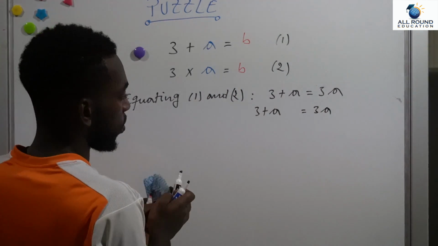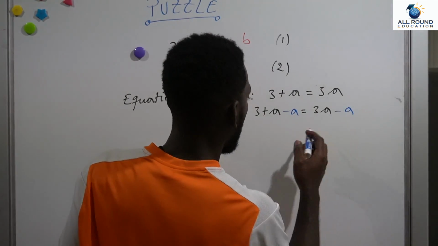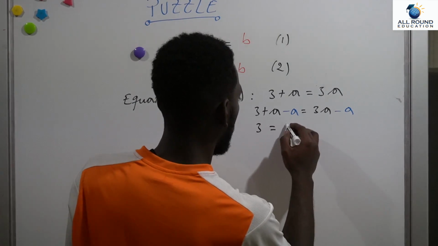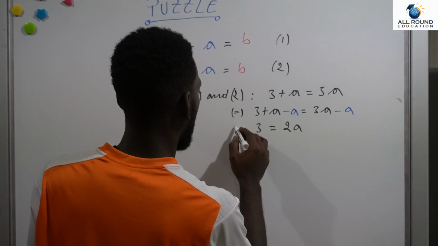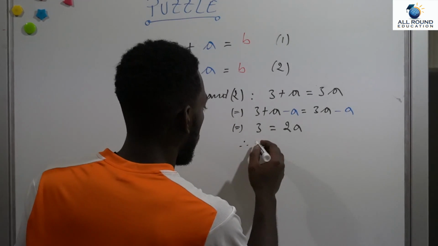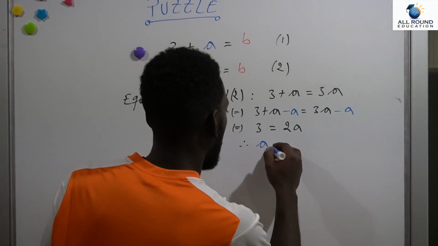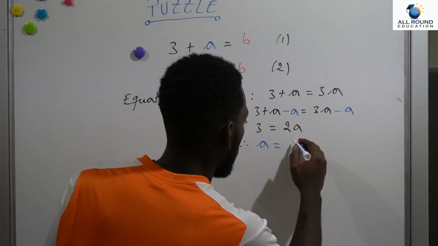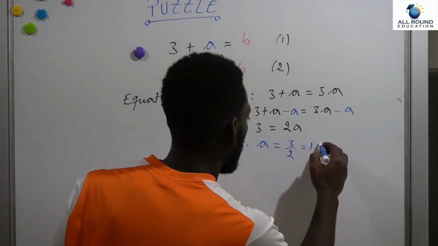So you subtract a on both sides, and then here you have 3 equals 2a. Therefore, you divide by 2 on both sides, so a would then be 3 on 2, which is the same as 1.5.